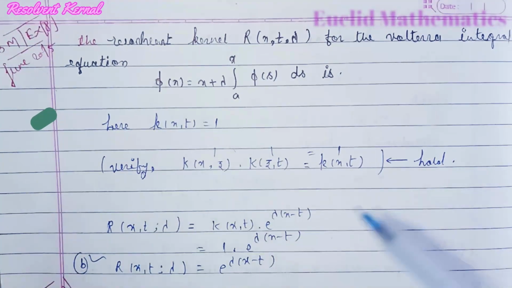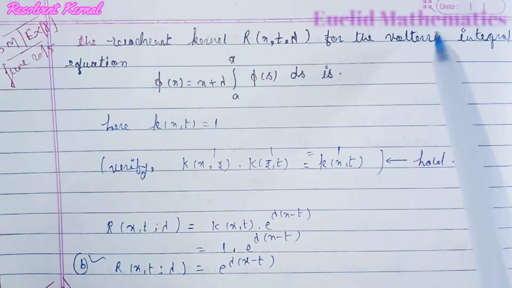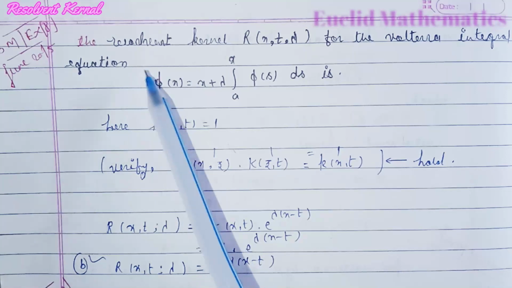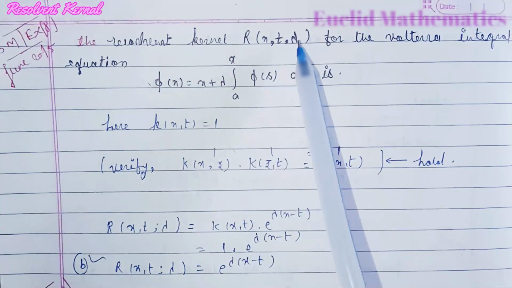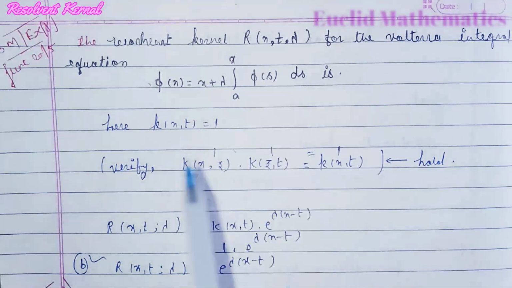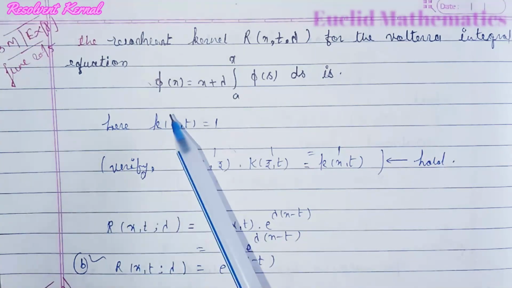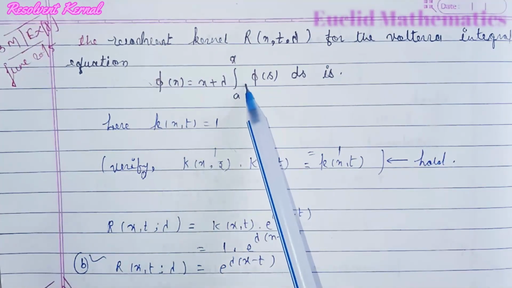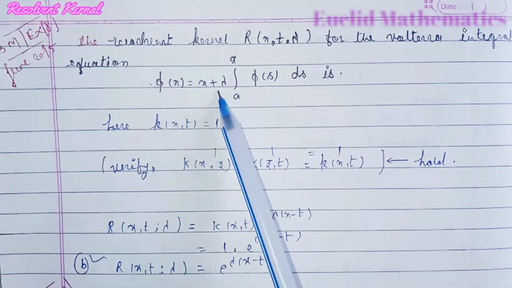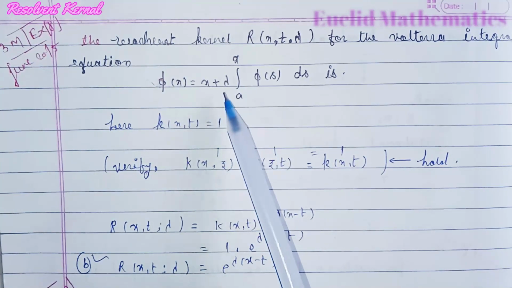So here I am with the question. The resolvent kernel R of x, t, lambda for the Volterra integral equation is given. So we want the resolvent kernel R of x, t, lambda. Let's find its solution by using the short trick. K of x, t is 1, the coefficient is given as 1, and lambda remains the same because lambda has no value, it is lambda itself.